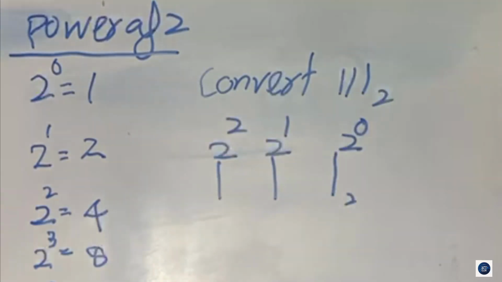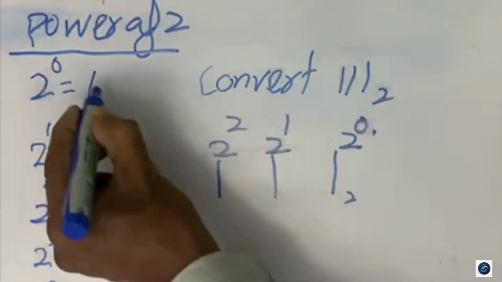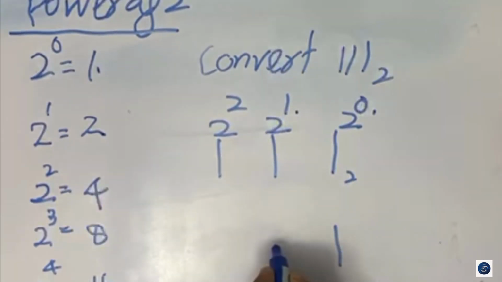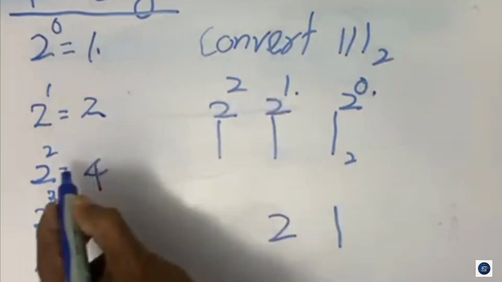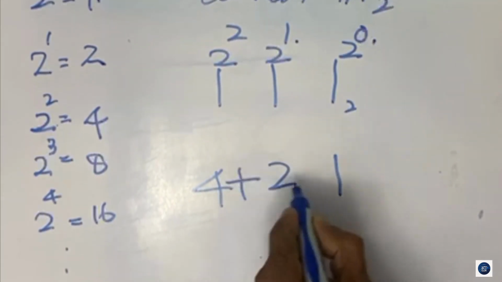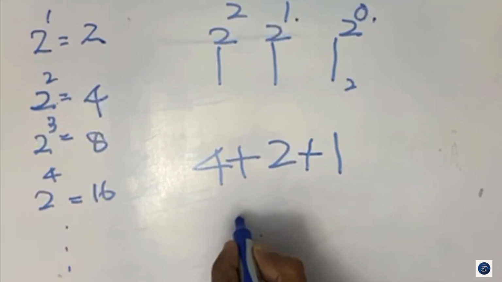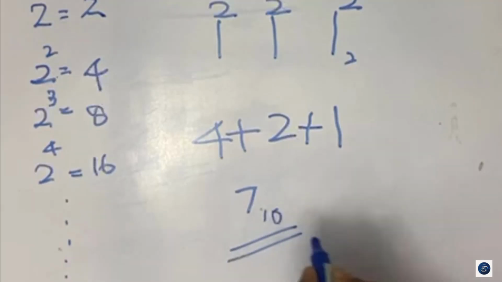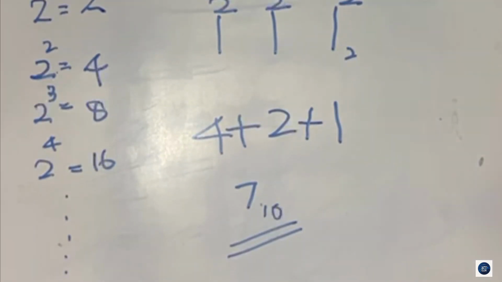Now the first value is 2 to the 0 power, which is equal to 1. And the second one is going to be this number times 2 to the first power, which is equal to 2. And the third value is going to be this number times 2 to the second power, which is equal to 4. So we're going to get 4 plus 2 plus 1. So the answer is 7. So the binary number 111 has a value of decimal 7.